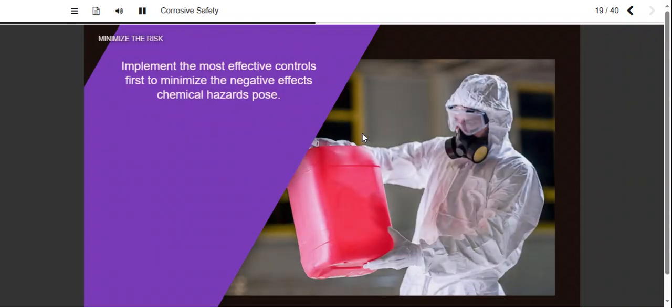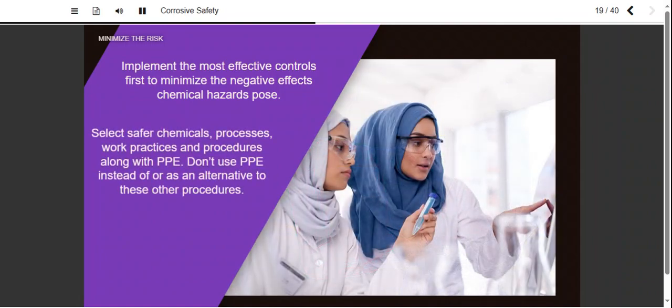Chemical hazards pose many risks to people in the workplace. To minimize the negative effects of these hazards, it is very important that you implement the most effective controls first. It's not just PPE. Select safer chemicals, processes, work practices, and procedures along with PPE, rather than using PPE as a substitute for these other procedures.